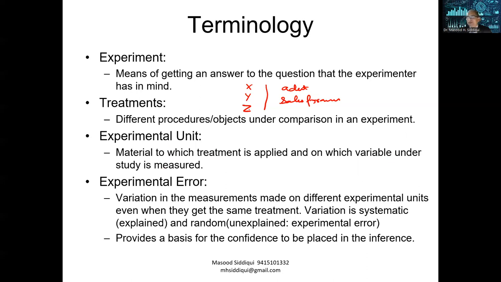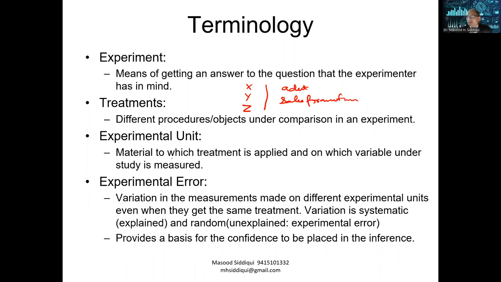Right. So suppose we are considering a person, whether the person or the customer would be affected by advertisement or by sales promotion, right? So here the person is the experimental unit. Suppose we take the unit as the shop, whether there is an impact on the sale of the shop through advertisement or there is an impact on the sale of the shop through sales promotion.